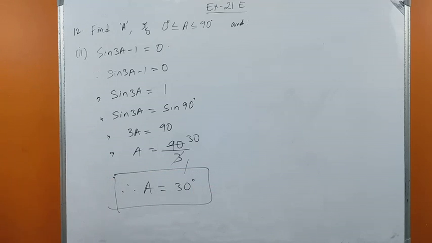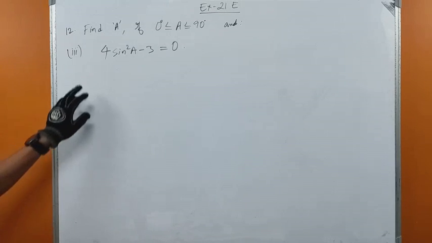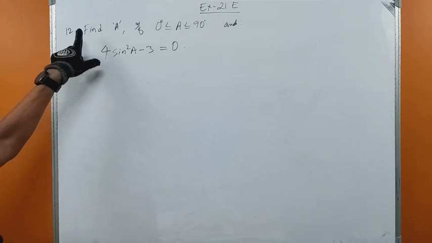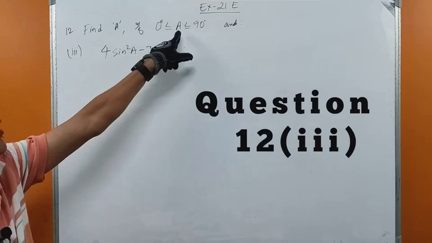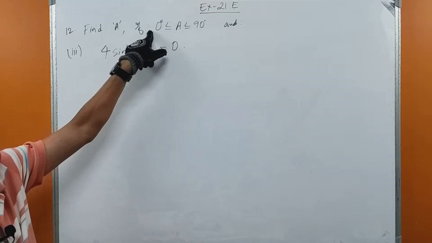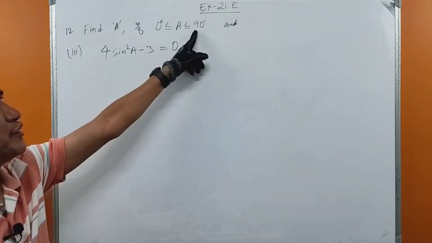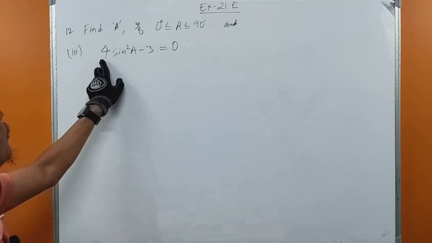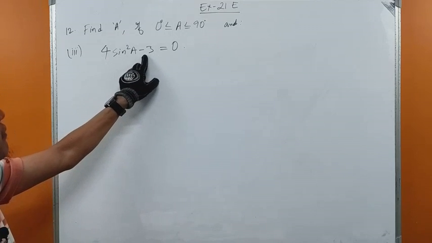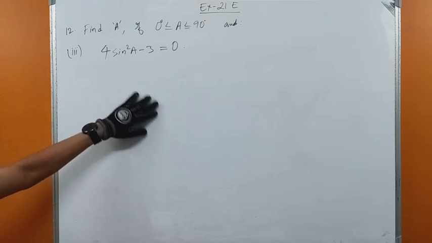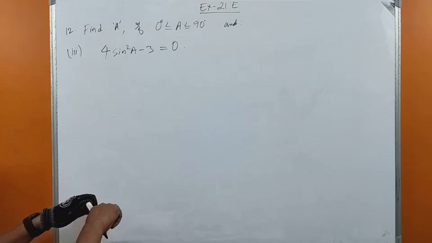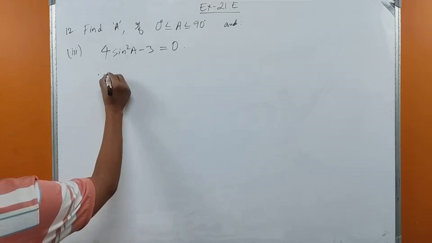So let's do question number 3. Okay, now let's do question number 3 of 12. So we are asked to find the value of A. A should not be less than 0 degree and should not be greater than 90 degree. The value of A should lie in between 0 and 90 degree. Okay, so the given equation is 4 sin square A minus 3 equals to 0. From this we are asked to find the value of angle A, isn't it? So let's do this.